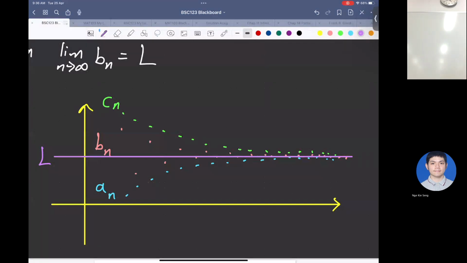Everyone got it? If you got it, I have one question. Let's say this b_n is a bit naughty. So maybe in the first few terms, it jumps outside a_n and c_n, but it stays in between a_n and c_n after a finite number of terms. Does this theorem still hold?